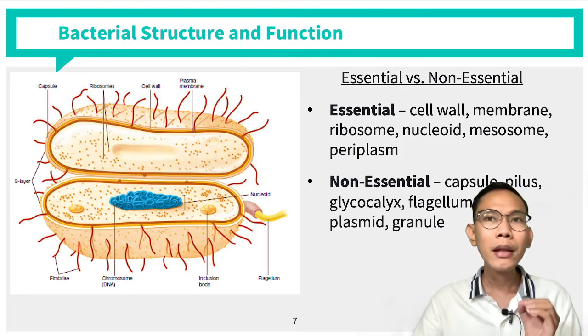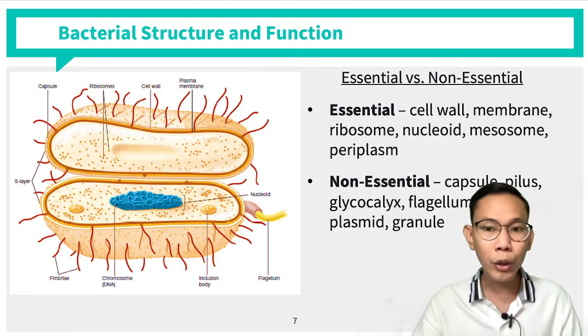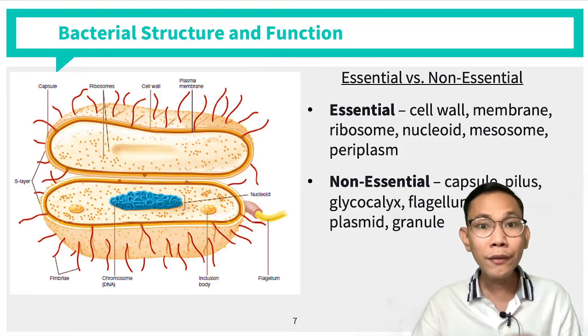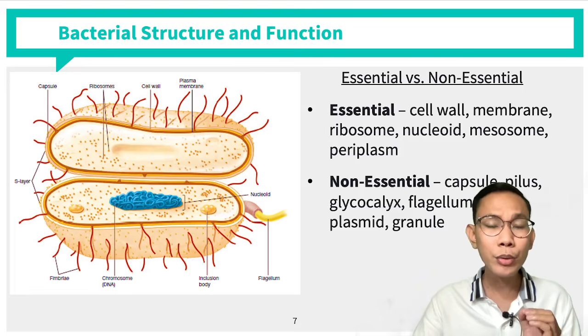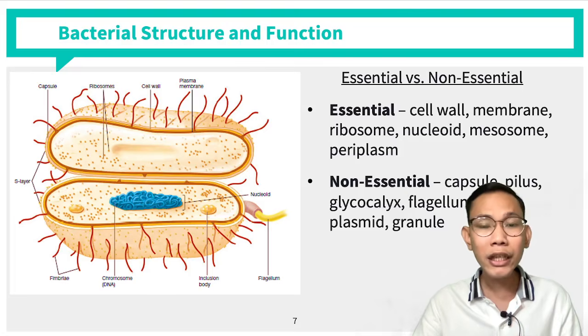For example, the bacteria can identify that the environment is no longer suitable for the growth of bacteria. Therefore, it will be converted into a spore so that it can live longer, and later on when it observes that it can already grow, then it will transform from a spore into its vegetative state. So that's the function of your spore.